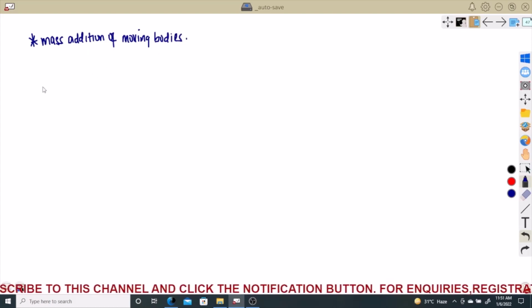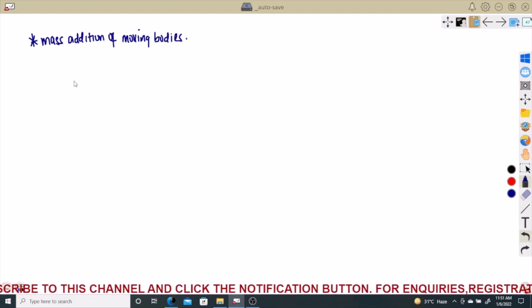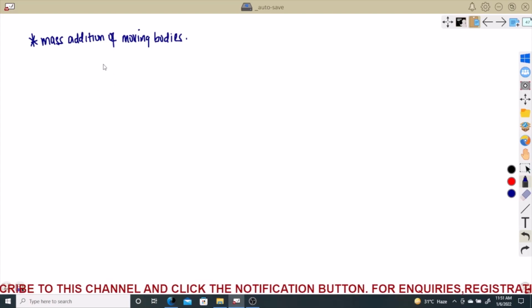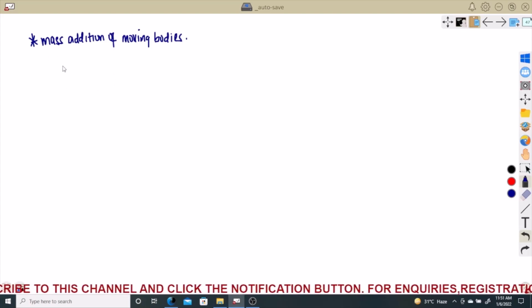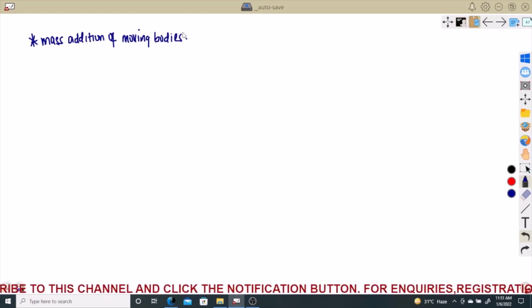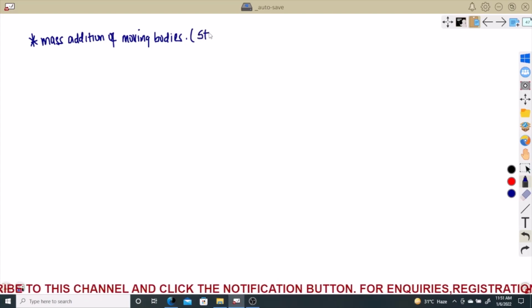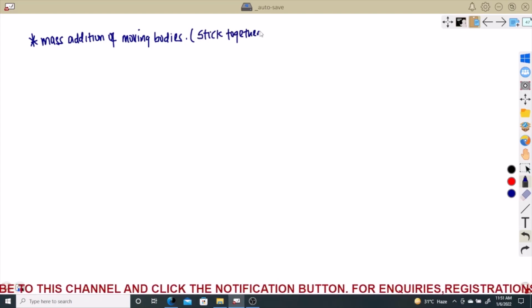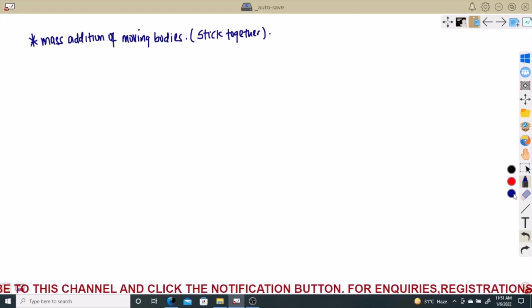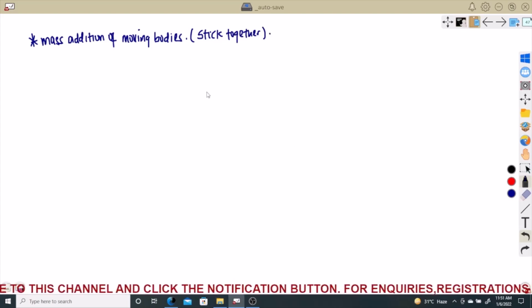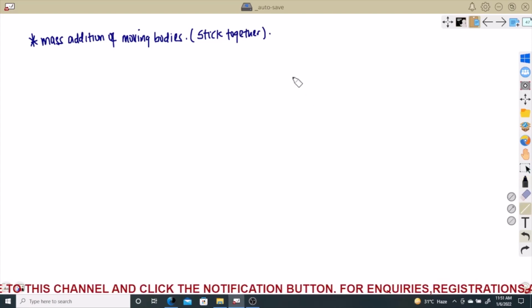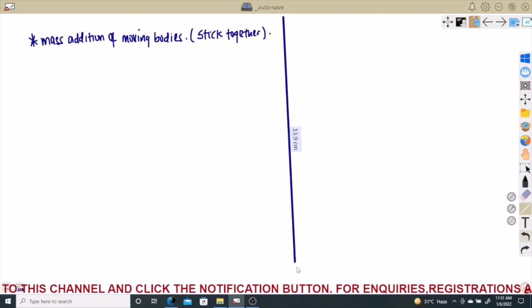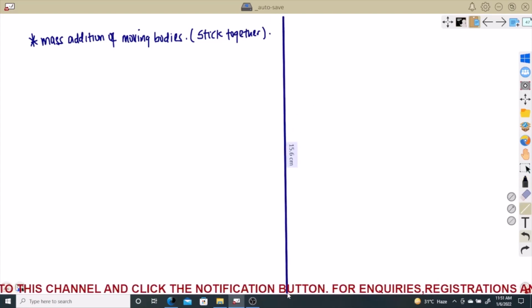we are going to talk about the major case you have studied before, which I'm very sure about, talking about addition of masses. That is a situation whereby we talk about bodies stick together after collision. Stick together. When bodies stick together in junior classes, in class 9 and class 10, most of you have actually studied about this before.